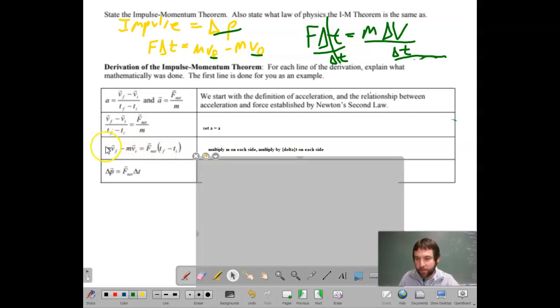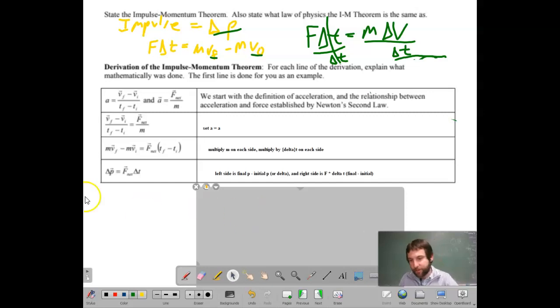So how did we go from step 3 to step 4? The left side is the final momentum minus the initial momentum, or delta p, and the right side is force, the net force, times final time minus the initial time, which is just delta t.